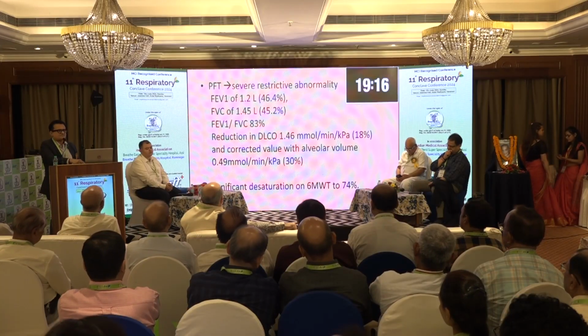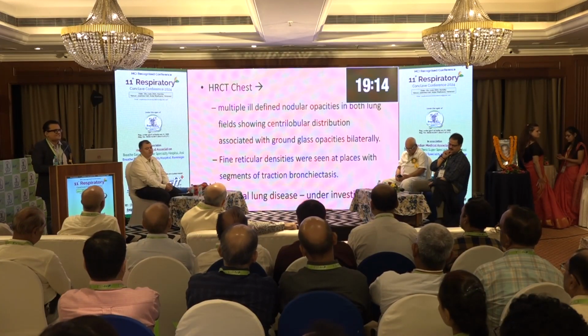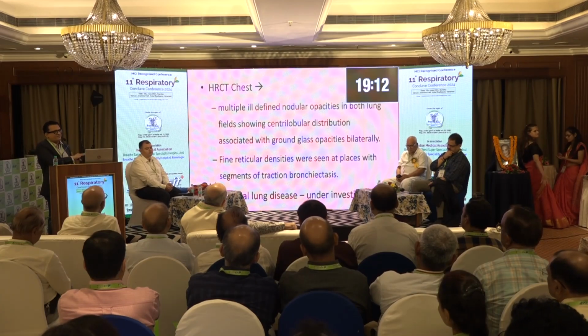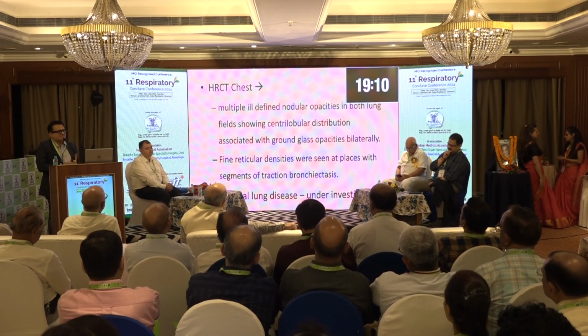I'll run through this very fast. A 54-year-old female presents with breathlessness. Saturation is 91% on room air. X-ray shows bilateral reticulonodular opacities. PFT shows severe restriction, and there is significant desaturation on the 6-minute walk test. The HRCT chest shows ill-defined reticulonodular opacities in both lung fields with a centrilobular distribution. Fine reticular densities are also present.